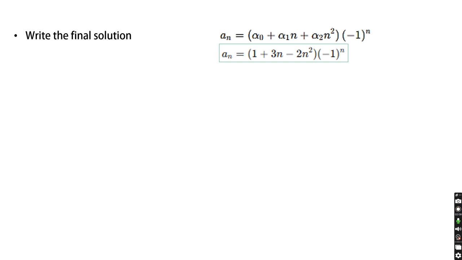So, by using the general equation for theorem 4, we have a_n equals A0 plus A1 n plus A2 n squared times negative 1^n. Then replace the values for A0, A1, and A2. This would be the final recurrence solution for the given example.